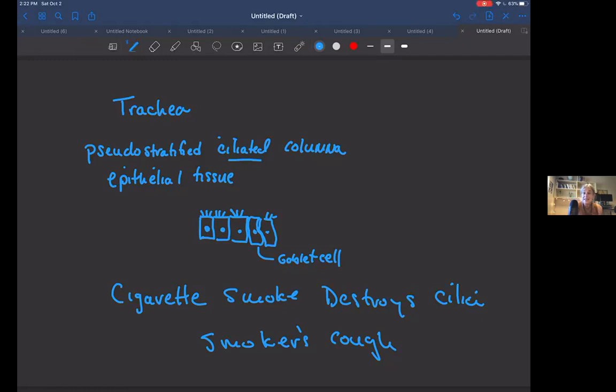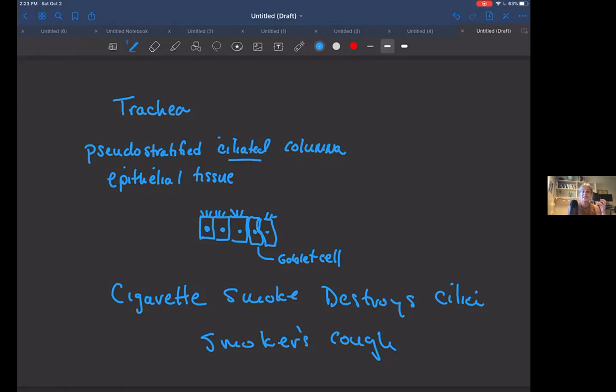The interesting thing and the good news about this is that these cilia are able to repair themselves. So as soon as you quit smoking, you're going to find that within a week, within a month, you no longer have that smoker's cough. So this is repairable, because this tissue actually regenerates itself on a regular basis, it is something that can be repaired and replaced.